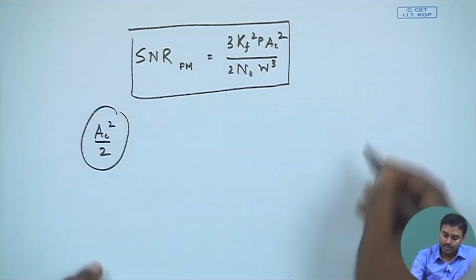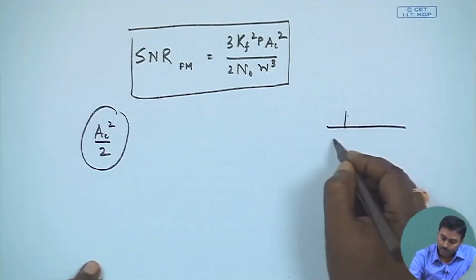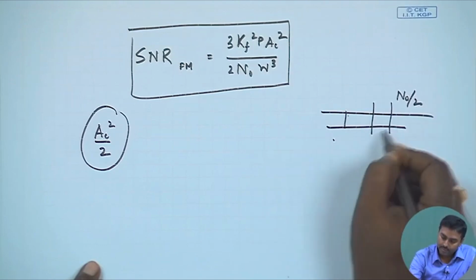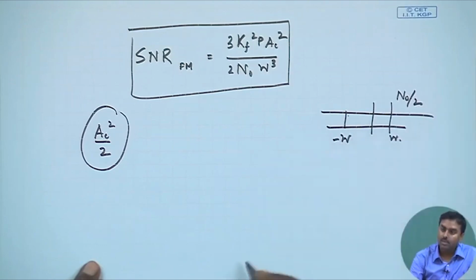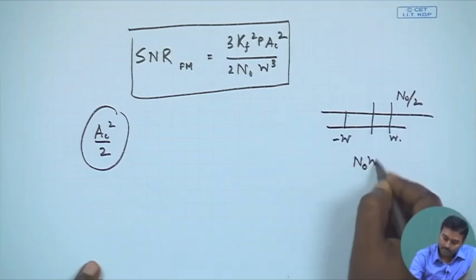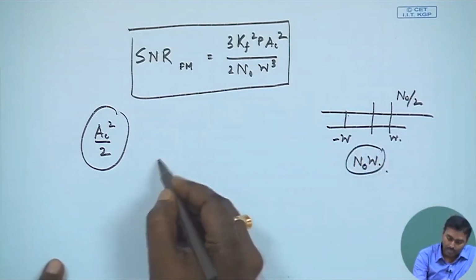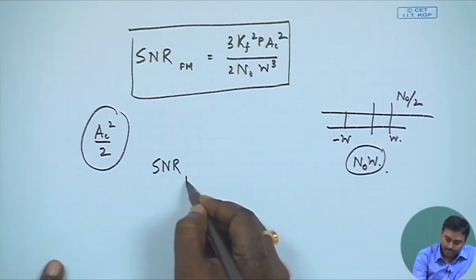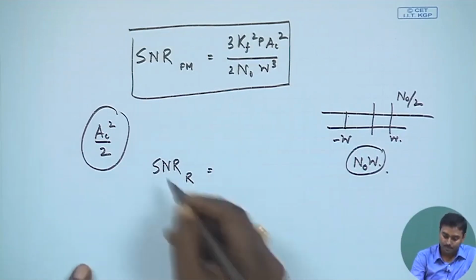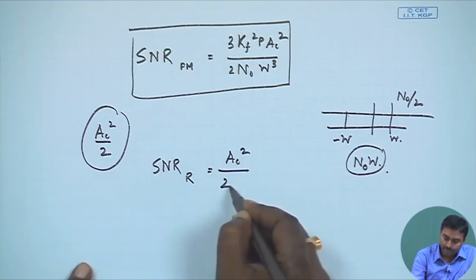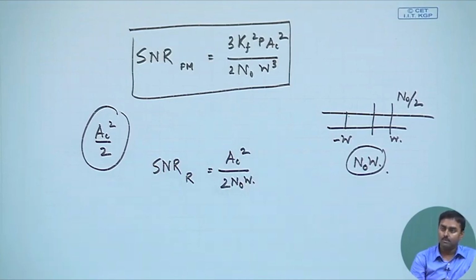And what will be the noise? Noise will have a strength of N0 by 2, and it goes from minus W to plus W. So, overall noise will be N0 into W if we integrate. Okay. So, that is the noise power. So, therefore, overall SNR for the reference should be this A_c square divided by 2 N0 W.